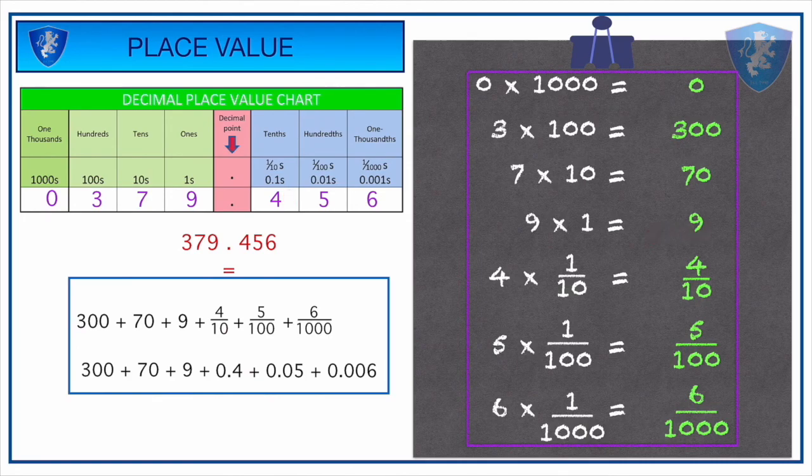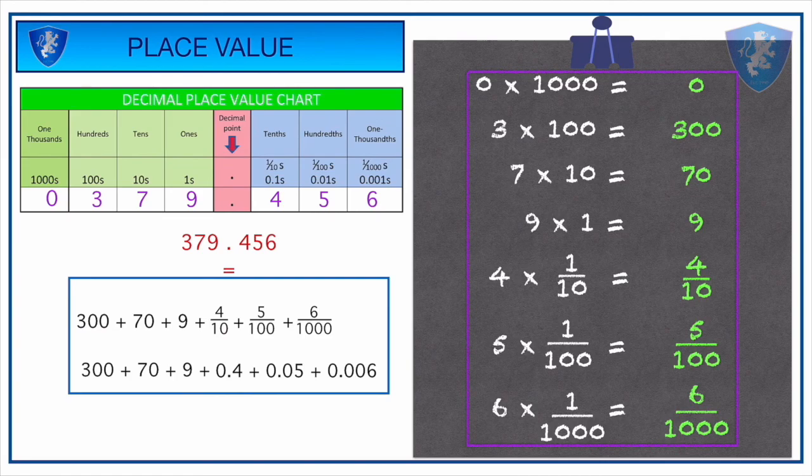Now look at this. You've got a 4 here. So it's 4 times, this is the tenths column. So 4 times 1 tenth is 4 over 10. And 5 is 5 times 1 hundredth, which is 5 hundredths. And finally the 6 there. And the 6 times 1 thousandth is 6 over 1,000.